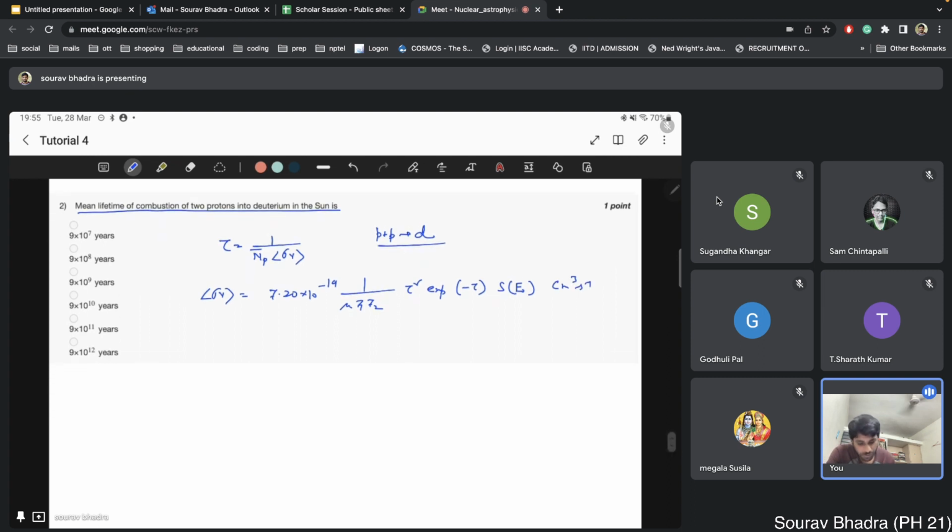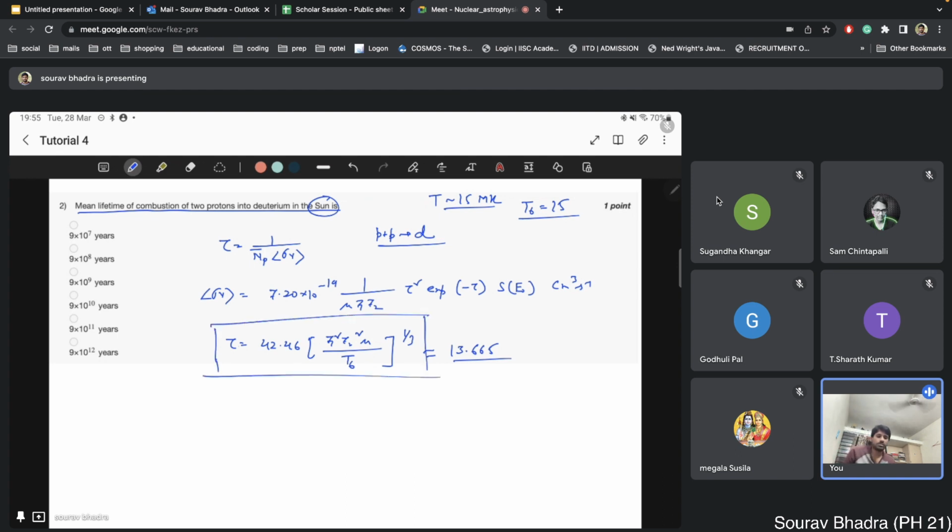For protons, z1 z2 is equal to 1. In the sun, T is actually 15 million Kelvin, so we will take T6 as 15, and mu is 0.5 for protons. First we will calculate tau, that is 42.46 times that factor. If I had written this type of expression in the last class, you could not have understood it, so that's why I did not do it then and I am doing it today. So tau is 13.665, now it is very familiar to you, and S of E0 you can calculate in the same way.